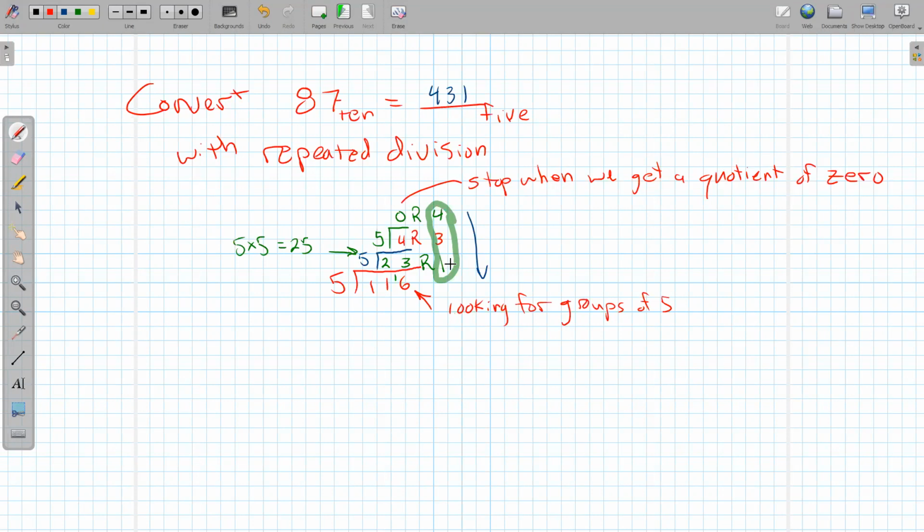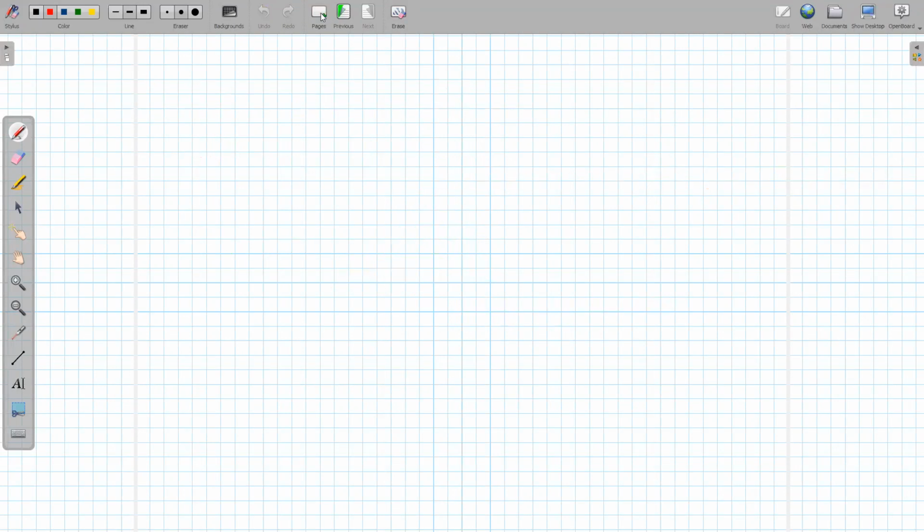So let's do another one of these. And we'll do it both ways. We'll do it the counting change method, and we'll do it the repeated division method. And so if that wasn't clear, we'll try it again. All right, so let's take 264 base 10, and we're gonna rewrite that in base 5.